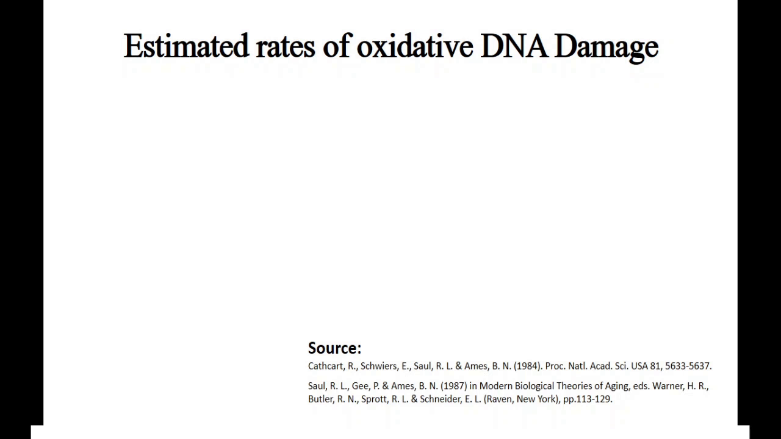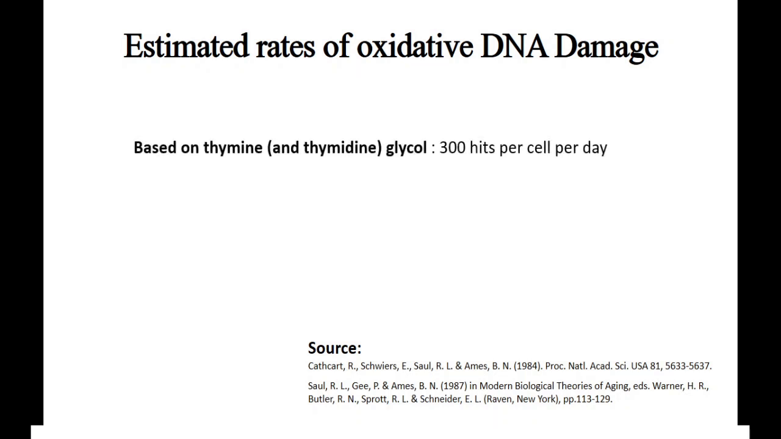There have been prior estimates of the rate of oxidative DNA damage in humans. Going by the levels of thymine glycol and thymidine glycol in the urine, the estimated rate of oxidative DNA damage in humans is 300 hits per cell per day. Going by the estimation of hydroxymethyl uracil, the estimated rate is about 700 hits per cell per day. It means that on a daily basis, 700 uracils are being attacked in the oxidative environment in each cell.